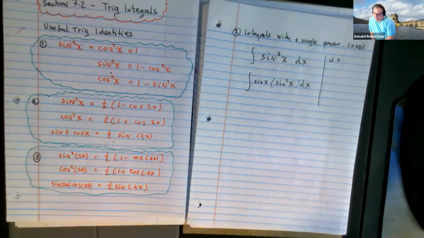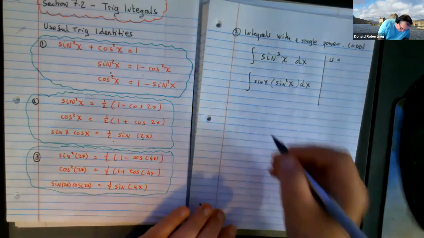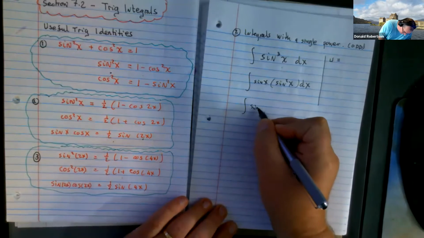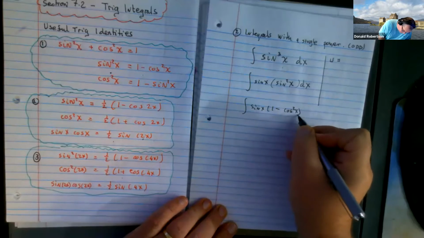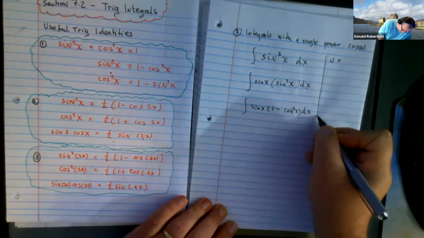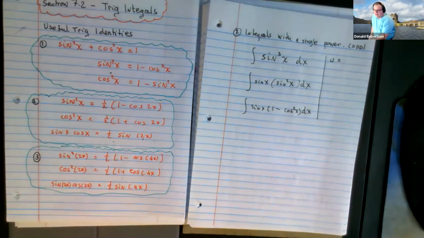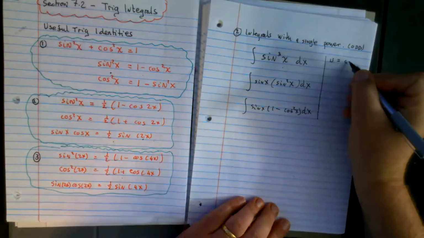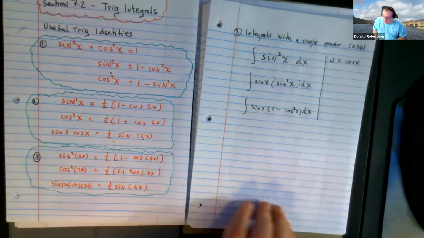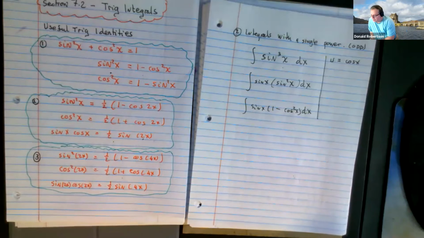So far, so good. Then I'm going to replace that sine squared with 1 minus cos squared. Now I am ready for my U sub. Who is my U sub going to be? Cosine x. Do you notice that if I'd left it as sine cubed, you probably would have said, quite understandably, sine x, and it wouldn't have helped.